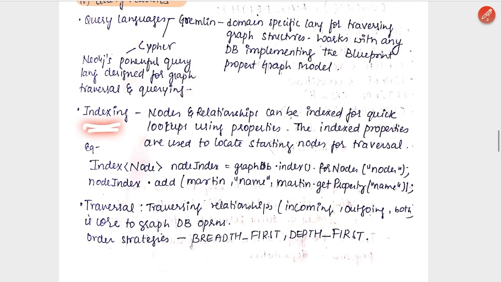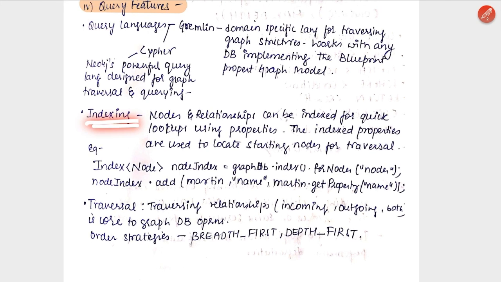Looking at indexing. In indexing, nodes and relationships can be indexed for quick lookups using the properties. The indexed properties are used to locate the starting nodes for traversal. Example for indexing: we have nodeIndex, the object which is created, equal to graphDb.index().forNodes("nodes"). So here nodeIndex.add(martin, "name", martin.getProperty("name")).